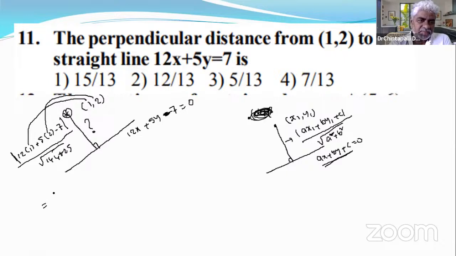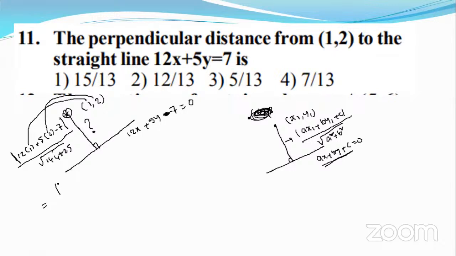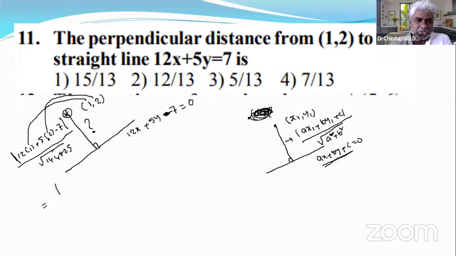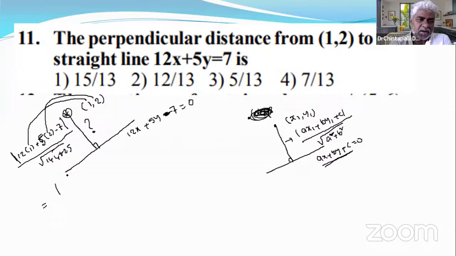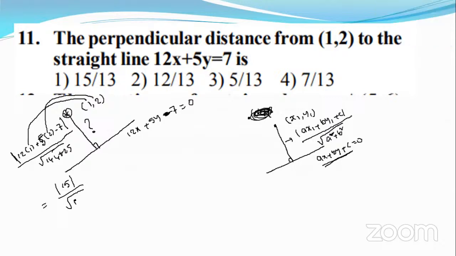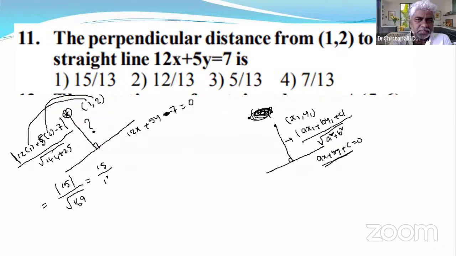Do the numerator first. Mod of 12 plus 10 is 22, plus 5 is 15... 10 minus 7 is 3, so 12 plus 3 is 15. Very good. Divided by root of 169, which is 13. So 15 over 13. Option 1.